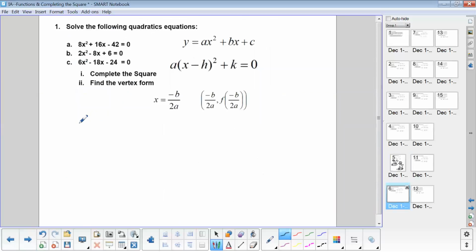Second one, we've got 2x squared minus 8x. I'm going to subtract the 6. I need this to be a 1, so I want to factor out 2. So I'm going to get x squared minus 4x. And then I want to take half of -4, which is 2. And when I square 2, I get 4. But what am I adding to the right side? I added 4, but it's 2 times 4, so I need to add 8. So that's going to give me 2.